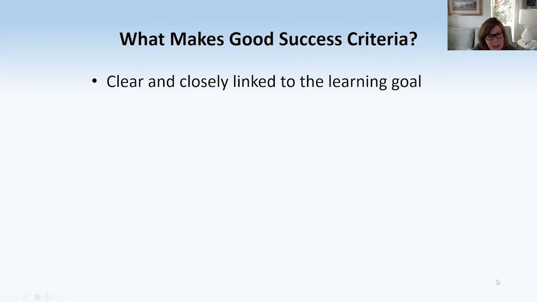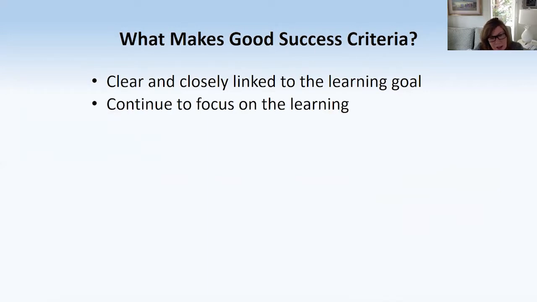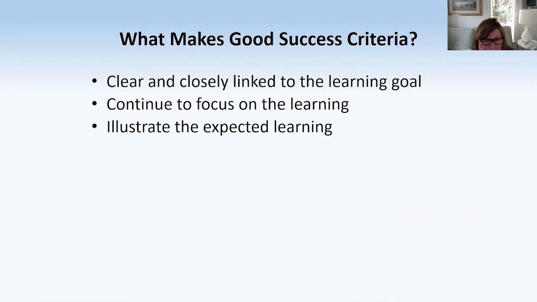So they need to be linked, clear and closely aligned, closely linked to the learning goal. The next point is that just as the learning goals focus on the learning, so we need to make sure that the success criteria focus on the learning as well. Not on the doing, but are these performances of learning. They illustrate the expected learning. So what are the indicators that show that you are learning what we want you to learn? So I, as the teacher, can use that, and the students can use that for themselves.